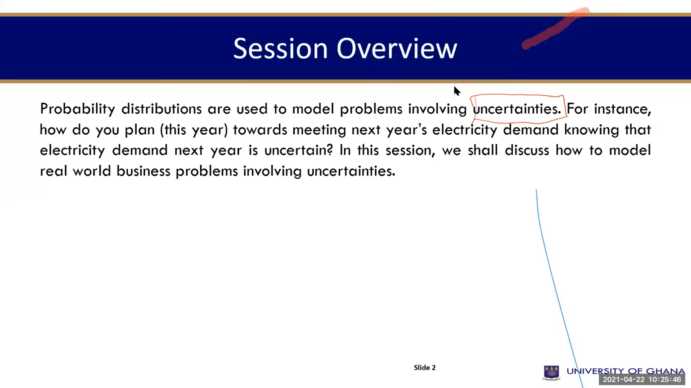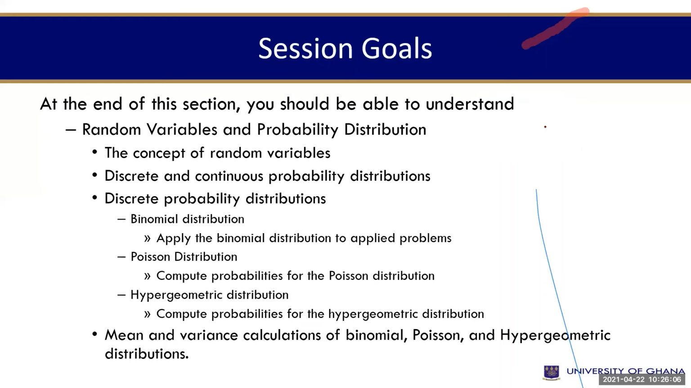So we introduce the probability distribution to simply say that where we have problems that involve uncertainties, we can use it to address the problem. As I said, with electricity demand, we can use probability distribution to unravel the uncertainties that are around it. Then again, we expect that at the end of this session, all of us in this class would appreciate what random variables and probability distributions are.